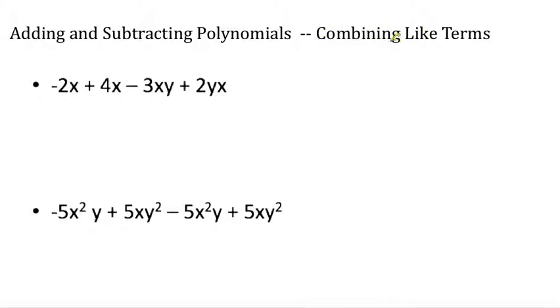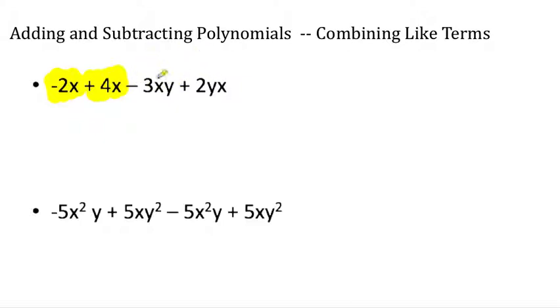So first, we remember that like terms are variables that have the same exponent, so the same letters raised to the same powers. So if I look at this first problem here, I notice that this x variable is x to the first power, and there's another term here that also has an x to the first power. These terms have an x and a y, so they're not like these first two. So this negative 2x is a like term with the positive 4x.